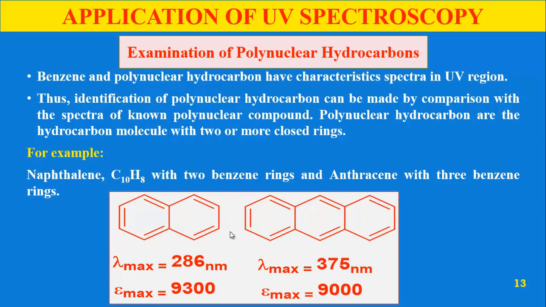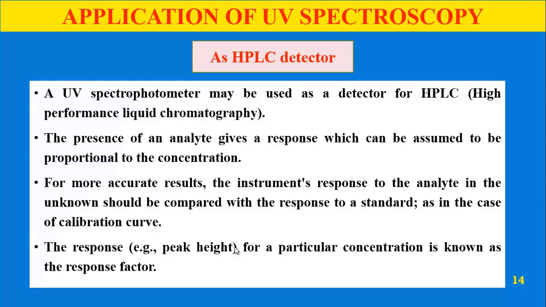Next application is the examination of polynuclear hydrocarbons. Polynuclear hydrocarbons are those which consist of more than one benzene ring. So they absorb due to conjugation at different wavelengths. Like naphthalene, having 2 rings, absorbs at 286 nanometer, and anthracene, having 3 benzene rings, absorbs at 375 nanometer. So we are able to determine the polynuclear hydrocarbons in benzene by using UV visible spectroscopy.